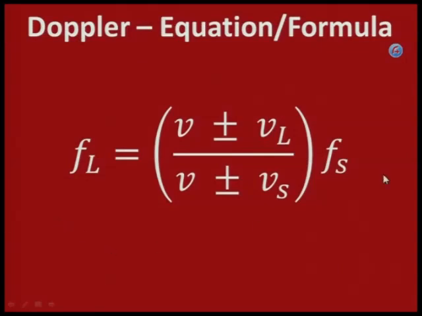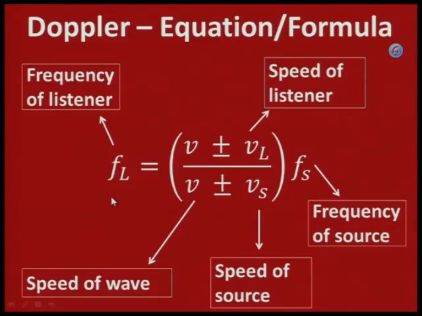Okay, this is very, very important. The equation for calculations about the Doppler effect. Let's see what all these symbols stand for. FL is the frequency of the listener. VL is the speed of the listener. Fs is the frequency of the source. Vs is the speed of the source. And V is the speed of the wave.